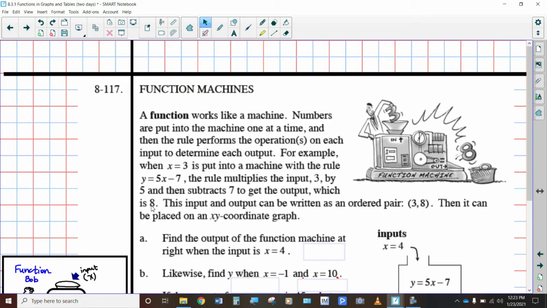Okay, so you can clearly see this is what we've been doing all year long. Even a little bit in 7th grade, we were doing that a little bit. So this input and output can be written as an ordered pair as (3, 8), or you can just write it as x equals 3, y equals 8. You can do it that way as well, and it could be plotted on a coordinate graph.